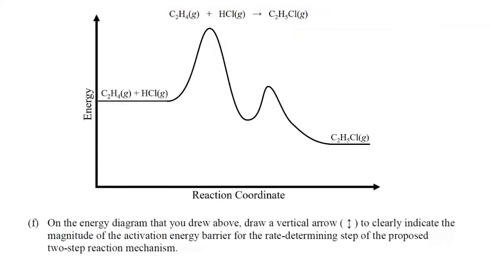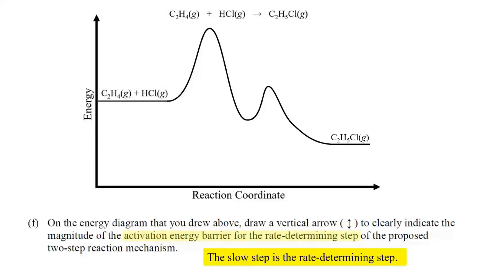The last part of this question says, on the energy diagram that you drew above, draw a vertical arrow to indicate the magnitude of the activation energy barrier for the rate determining step. That's going to be the slow step, which is step 1. And we go from the energy level of the reactants to the top of the hill. So that arrow indicates the activation energy of that slow rate determining step in the mechanism.